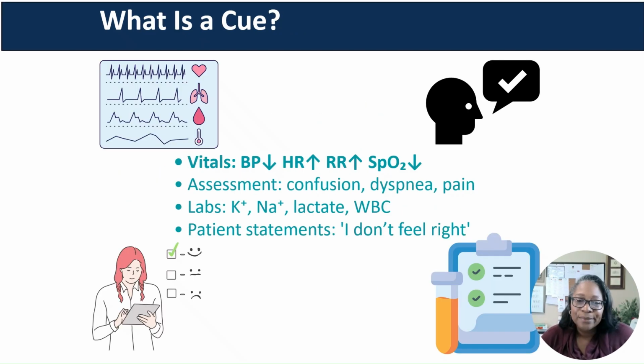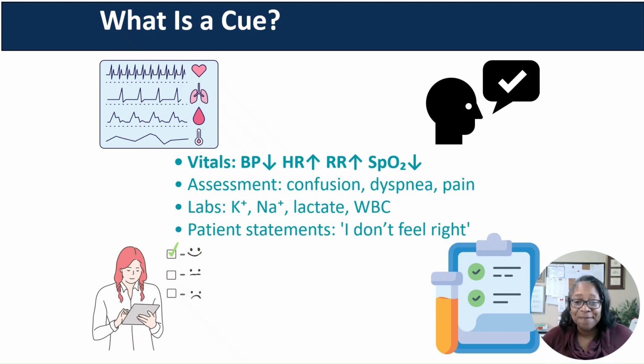So what is a cue? Well, a cue is any piece of information that signals something important about the patient. So on NCLEX, cues can come from vital signs. So your blood pressure is dropping, your heart rate's rising, the respiratory rate is rising, the SpO2, the oxygenation status, is falling. It's seen in labs. The potassium's rising, the sodium is dropping, your white blood cell count is rising. Hemoglobin and hematocrit are low. The lactate level is high.